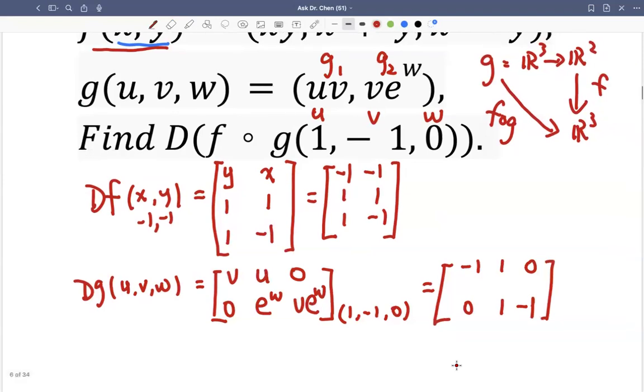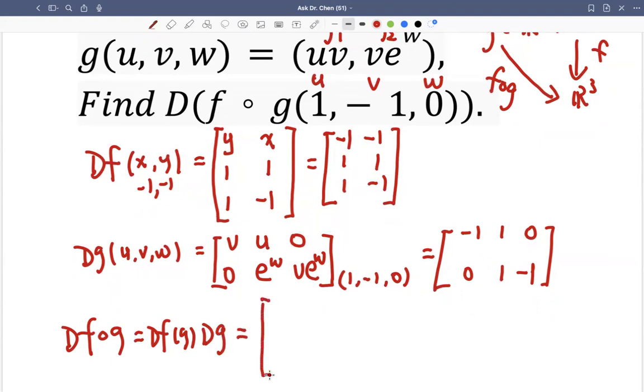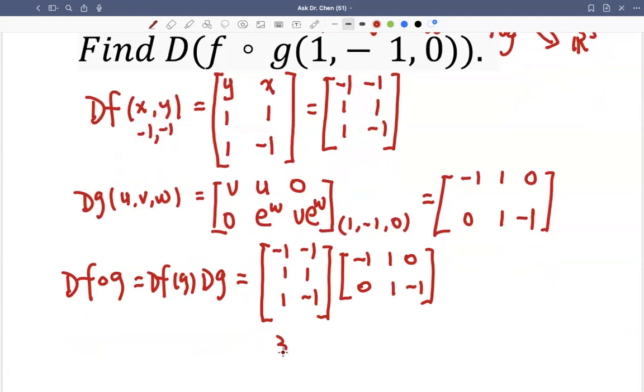Okay, so we get df and dg at the given point individually. Now, by chain rule, df composed with g, df takes g as input, multiply by dg, right? Matrix multiplication. So df is -1, -1, 1, 1, 1, -1. Then multiply by -1, 1, 0, 0, 1, -1. So this is a 3 by 2 matrix. This is a 2 by 3 matrix. So when we multiply, we do dot product, the row vector with the column vector, right? So you see this dimension 2 will be absorbed. So in the end, we'll get a 3 by 3 matrix.